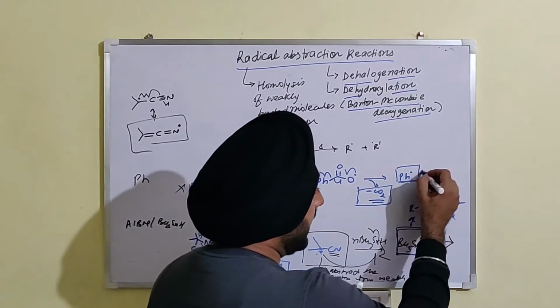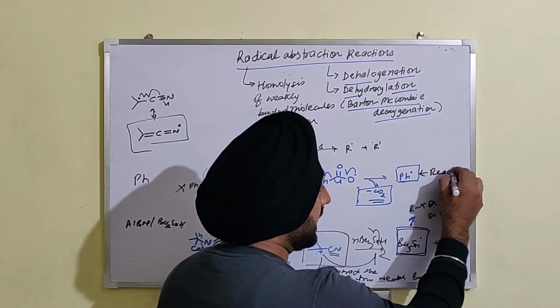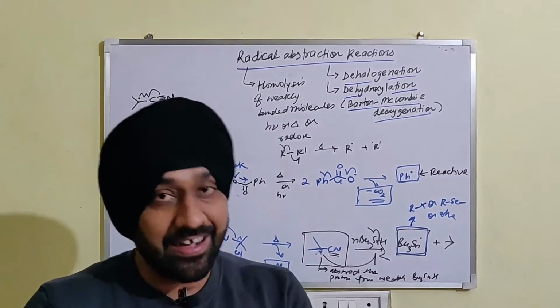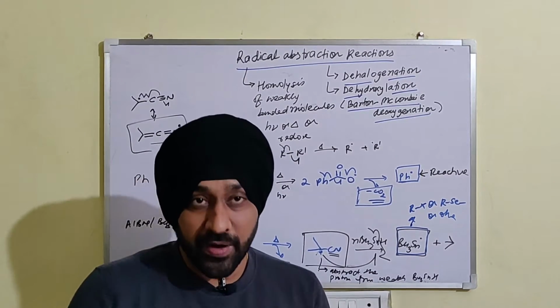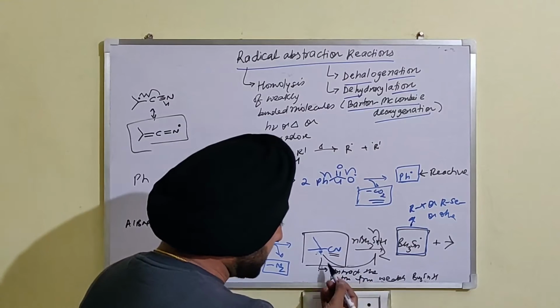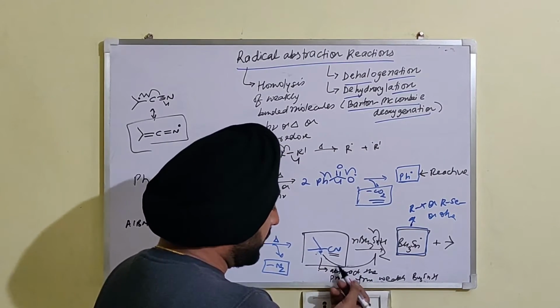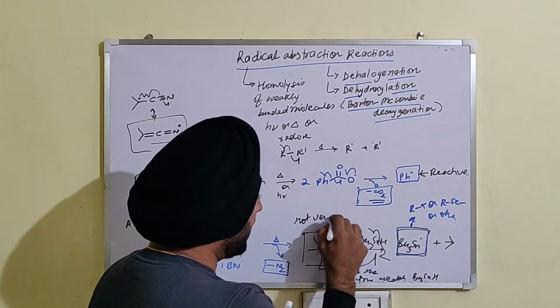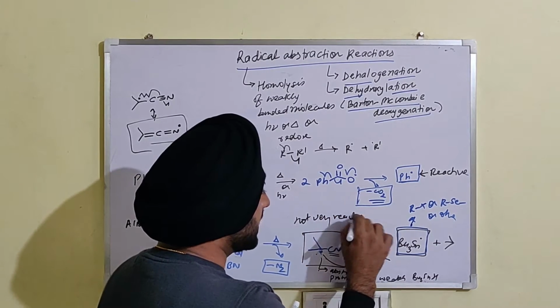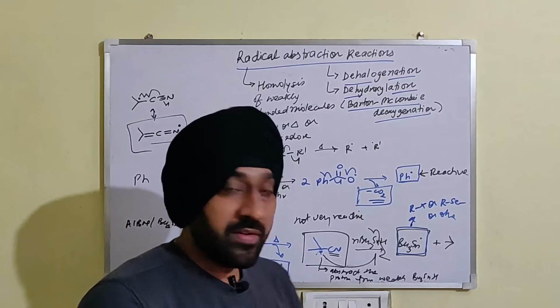Whereas once this phenyl radical is generated, it is very reactive. It can attack other positions in a molecule and completely break the molecule. Whereas, as I said, this one is good enough. It is not very reactive. As a result, it only abstracts from the weakly bonded atom.